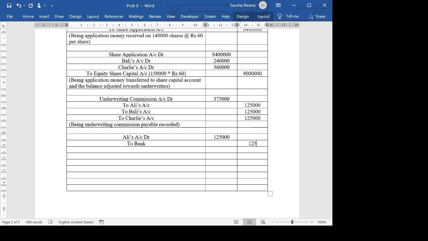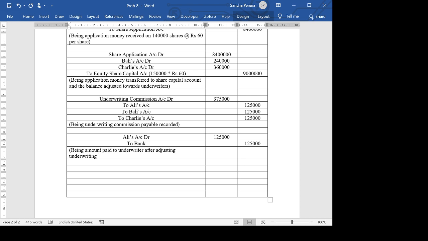Here also 1,25,000. So I will say being amount paid to underwriter, just one underwriter, after adjusting underwriting commission.